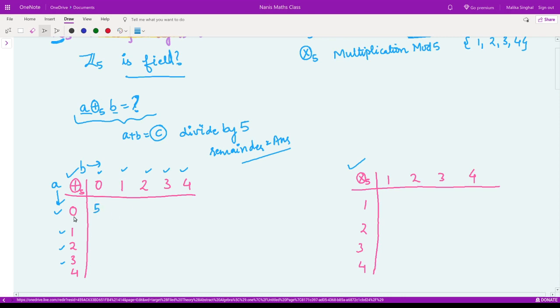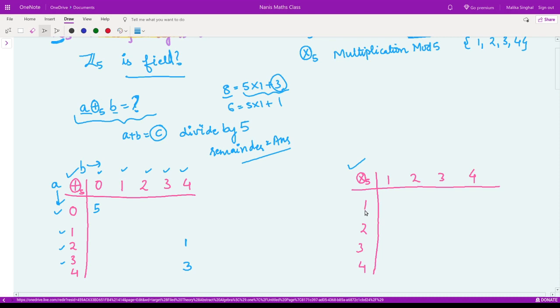In a similar manner, we can fill up this table. For example, I have 4 and 4. If I add these, 4 plus 4 would be 8. Then when I divide 8 by 5, I can write 8 as 5 times 1 plus 3. So I obtain the remainder as 3. So the answer here would be 3. Likewise, if I have 2 and 4, it would be 2 plus 4, that would be 6. When I divide 6 by 5, I have 1 as the remainder. So for 2 and 4, it was 1. In a similar manner, we can complete this table.